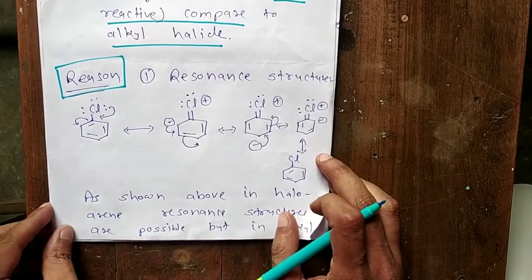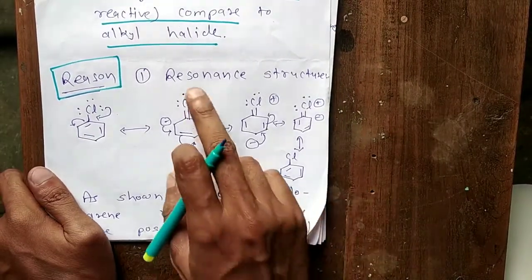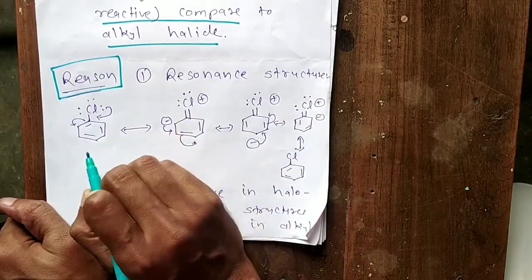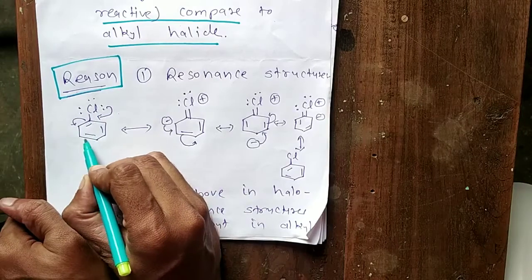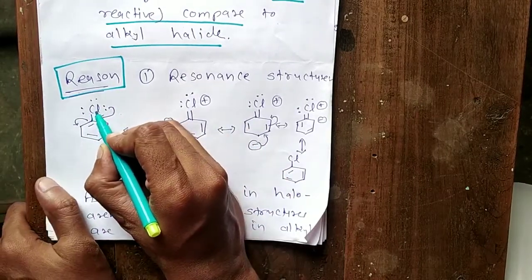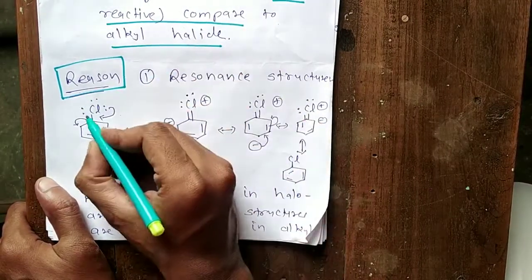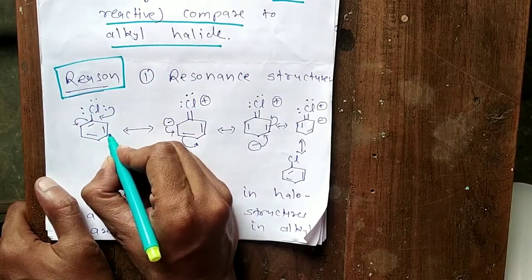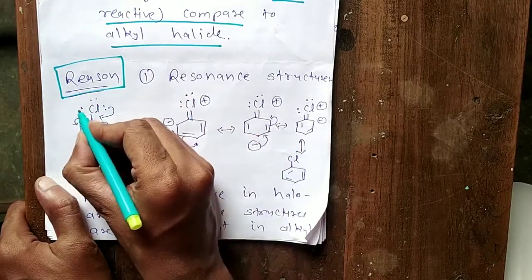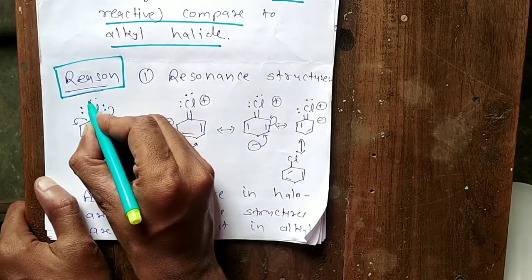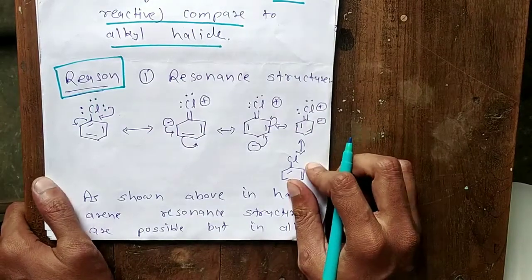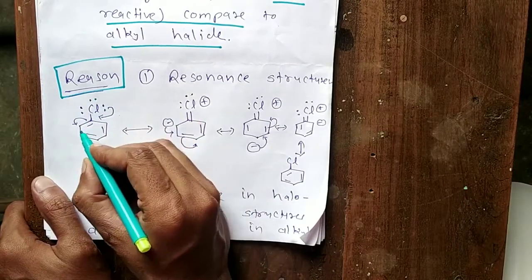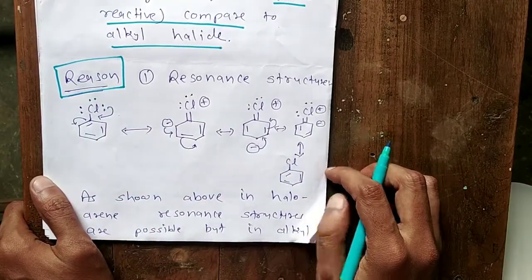The first one you can see here is resonance structure. In aryl halide or haloarene, you can see this is a benzene ring and it has chlorine on it, so it is a haloarene. In haloarene, 3 pi bonds are there in the benzene structure, and chlorine has 6 non-bonding electrons. Now what happens here? These non-bonding electrons participate in resonance.